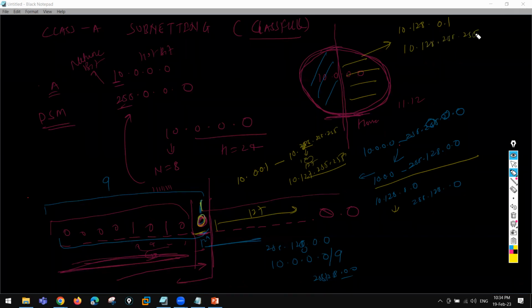255.255. Acha. So what you did is you considered all 0 here, but that won't be the scenario. These are the host IPs. So what would be the last IP? All the host IPs are 1, so these also become 1. When they become 1, this is 127 and this is 128. So the last IP would be 10.255.255.255/9 or 255.128.0.0. Is it clear or not?